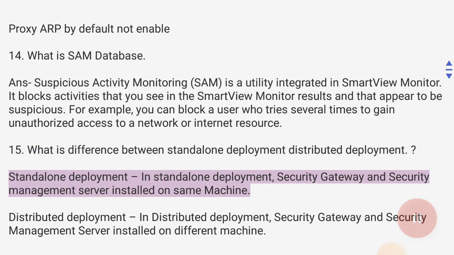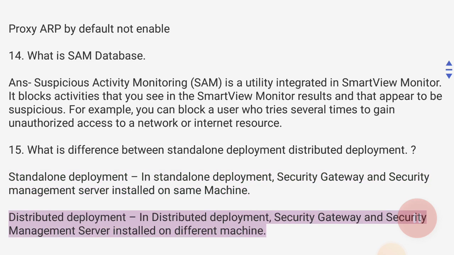15. What is the difference between standalone deployment and distributed deployment? Standalone deployment: in standalone deployment, the security gateway and security management server are installed on the same machine. Distributed deployment: in distributed deployment, the security gateway and security management server are installed on different machines.